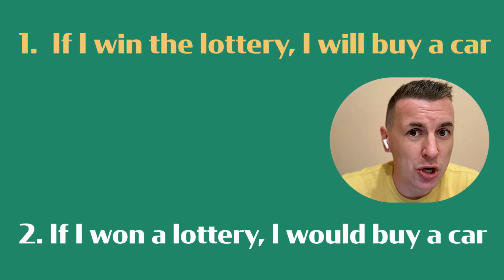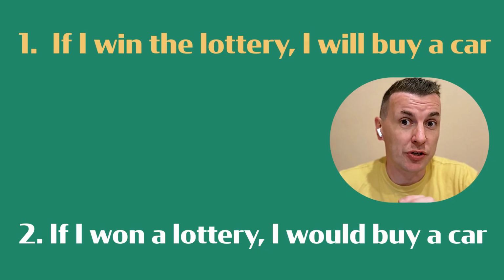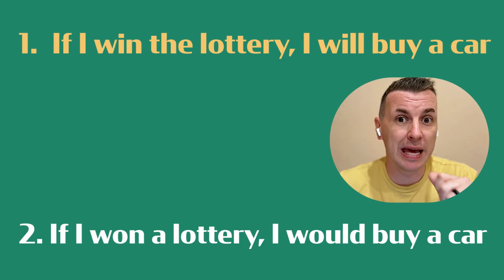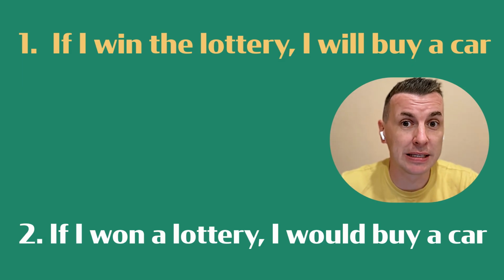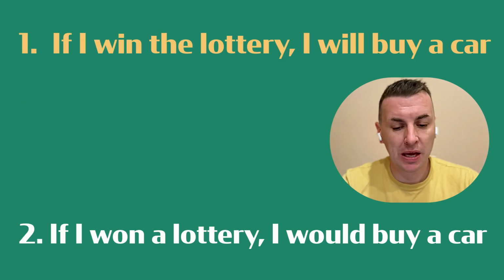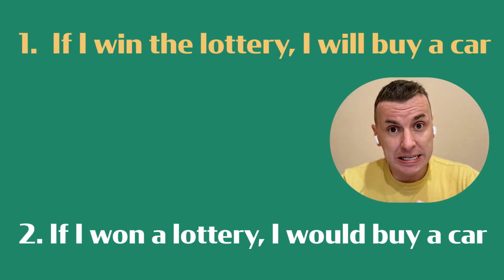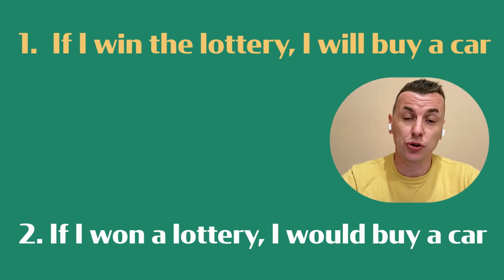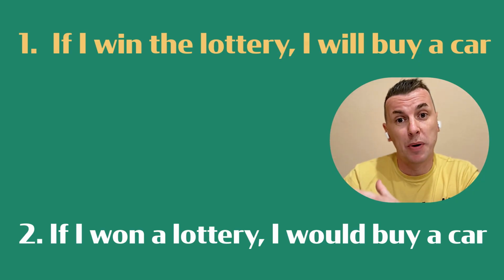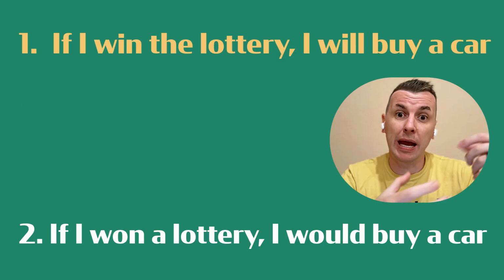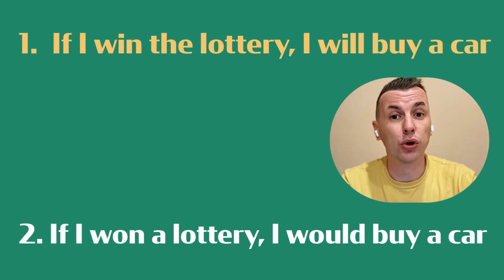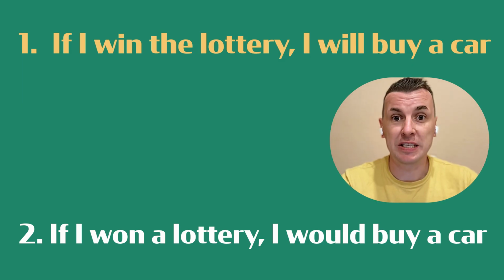Now, some of you might notice that in the first example, we talked about the lottery. Now we're talking about a lottery. I'll get back to that in a few minutes, so don't get upset with me yet. So the idea is that in conditional two, in the if part, we use either past simple or past continuous. And in the result part, we use would plus an infinitive without to.